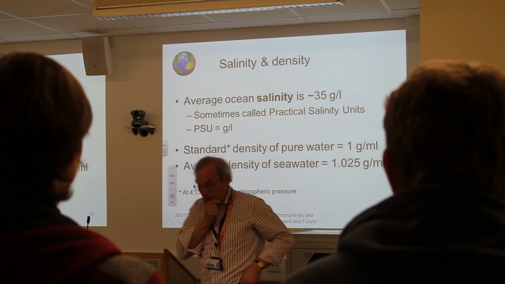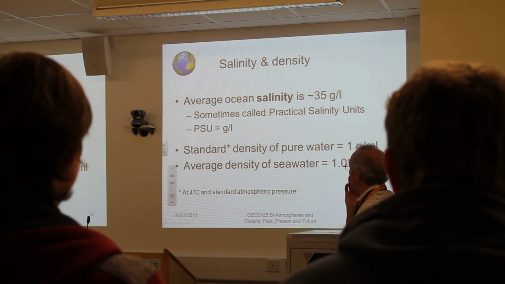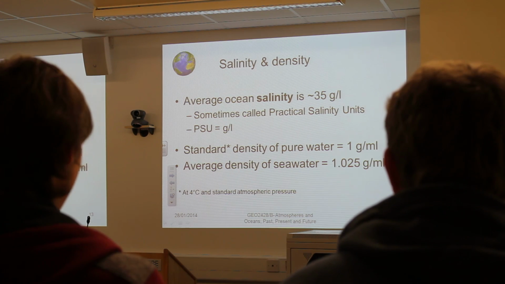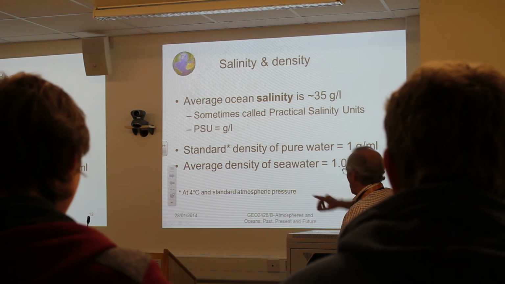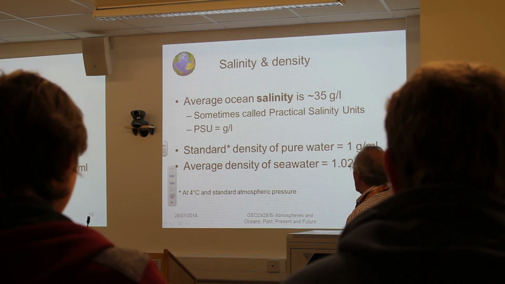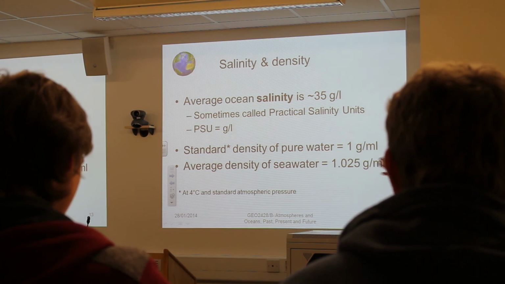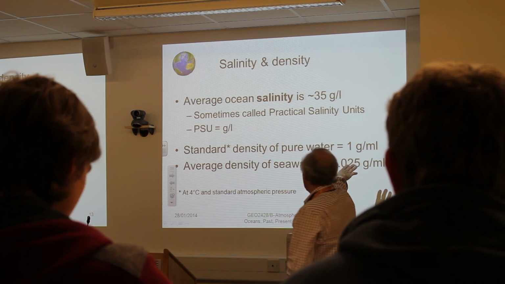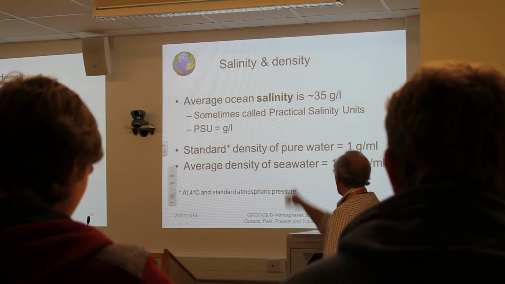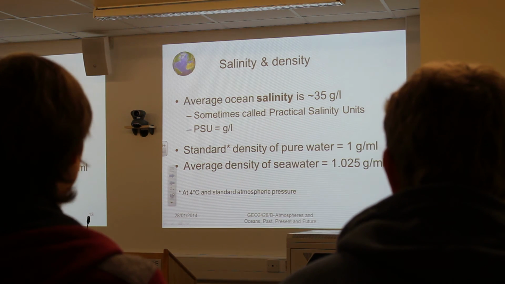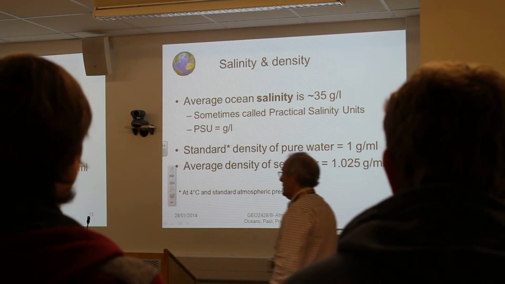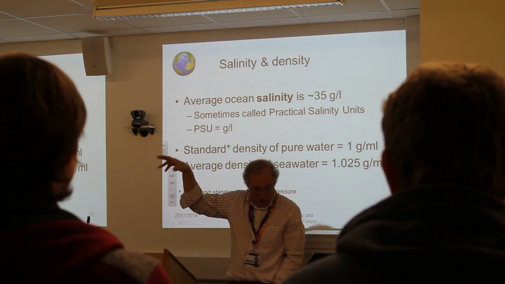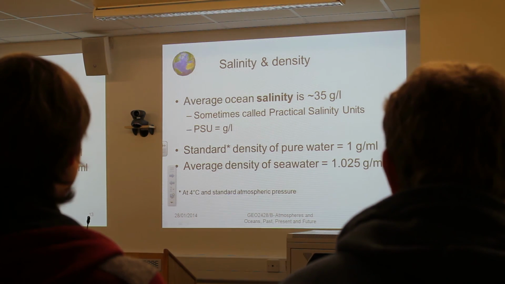So average ocean salinity is 35 grams per litre, sometimes called PSUs, practical salinity units. What this means is that although the standard density of pure water is 1 gram per millilitre, the more you put in, the higher the density. So the average density of seawater is 1.025 grams per millilitre, so it is more dense than pure water. These two are obviously very different. This is the difference between fresh water and salt water.